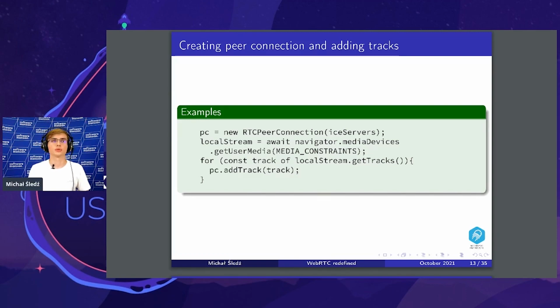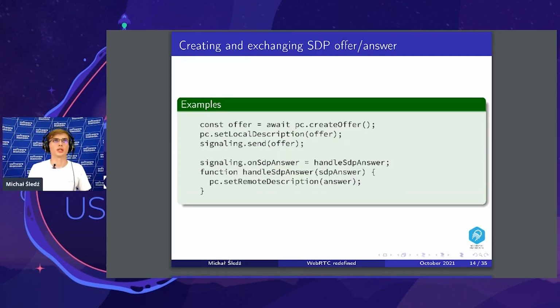And next we have to obtain our local stream from our local camera and microphone, and we need to add each track to the peer connection, which we are doing in a for loop. This is pretty straightforward, I think. There is nothing complicated. Next, we have to create an SDP offer and answer.